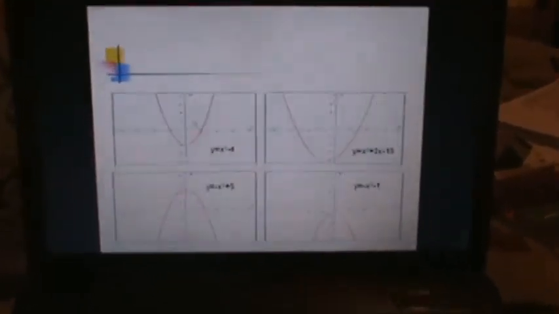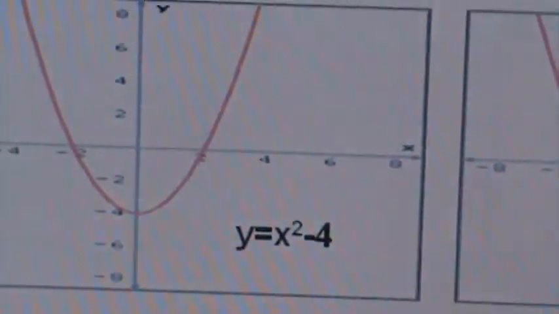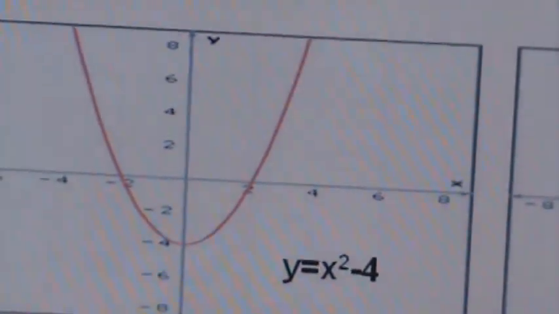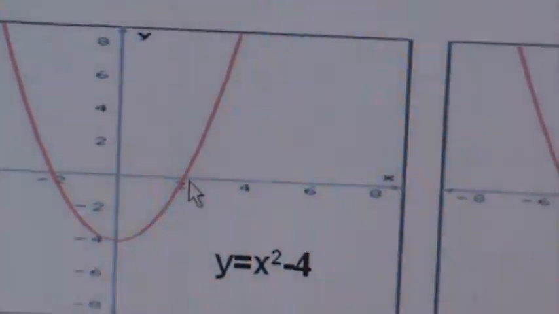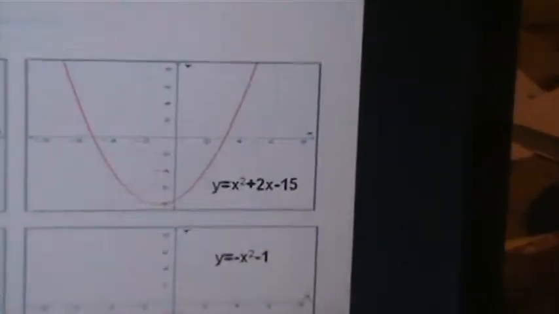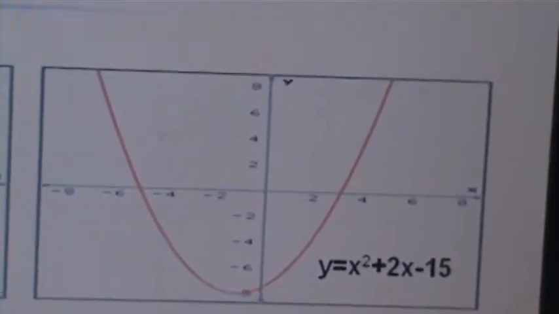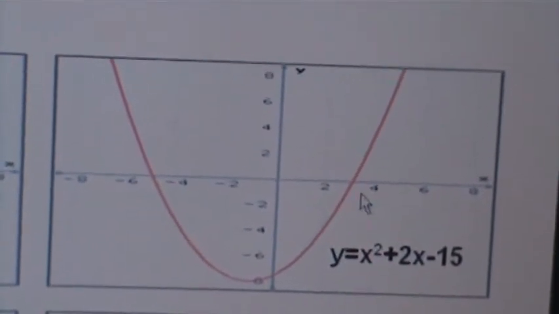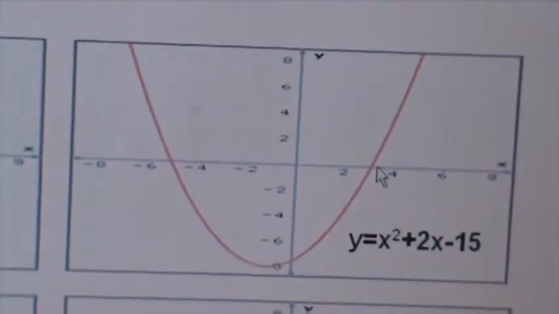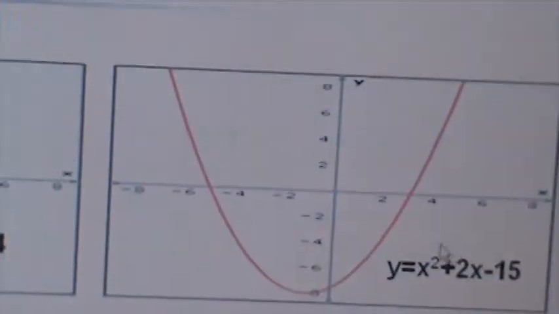If we look at these graphs, x squared minus 4, we see that our x-intercept for the first graph is negative 2 and positive 2. Now when we look at the second graph, we see that we've added b. So it is around negative 5 and positive 3. The graph is shifting because we've added a b term.